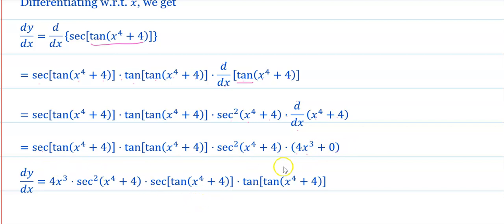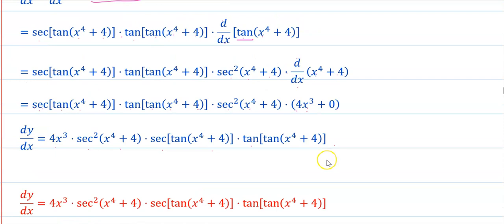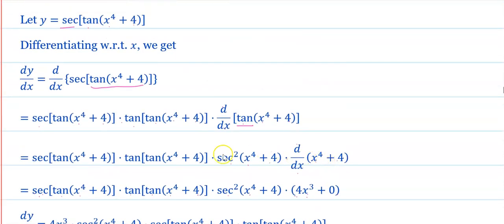Okay, next simplification. 4x raised to 3, sec square x raised to 4 plus 4, it is here. Next is the sec of tan of x raised to 4 plus 4, it is here. Tan of in bracket x raised to 4 plus 4, it is here, and in this way we have completed the answer here. Okay, पुन्हा तुम्ही बघू शकता इथे मेन फंक्शन काय.